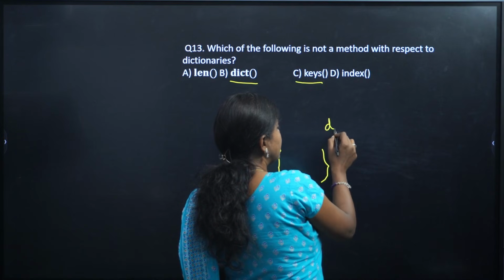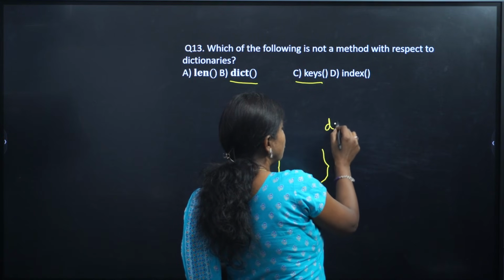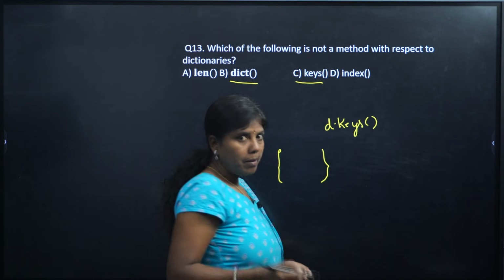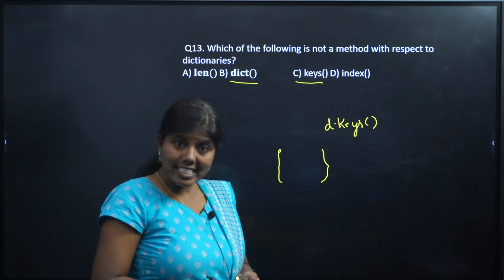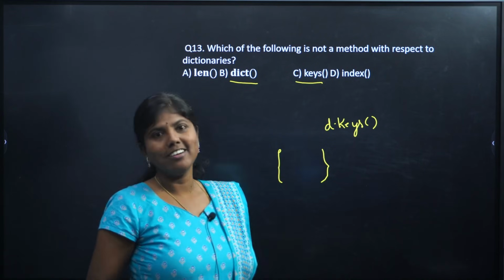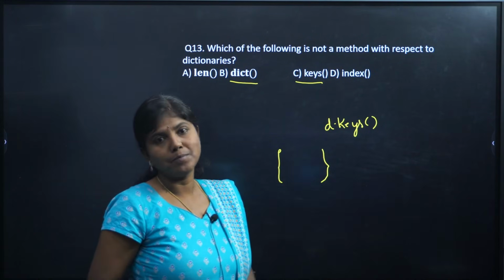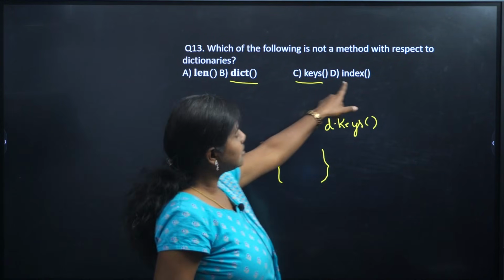That means dictionary name, dictionary dot keys. Okay, this is how we call the function. Ma'am, D is not there, how to call? It's a method, keys is the method here. Dictionary is the D here and keys is the method. So which method? Keys is the method.